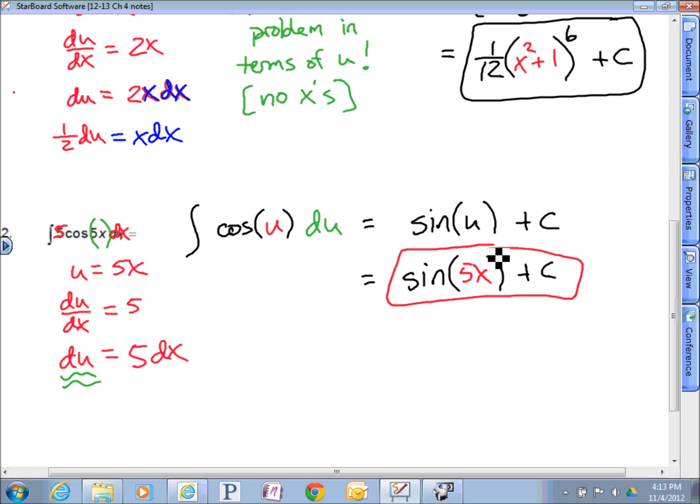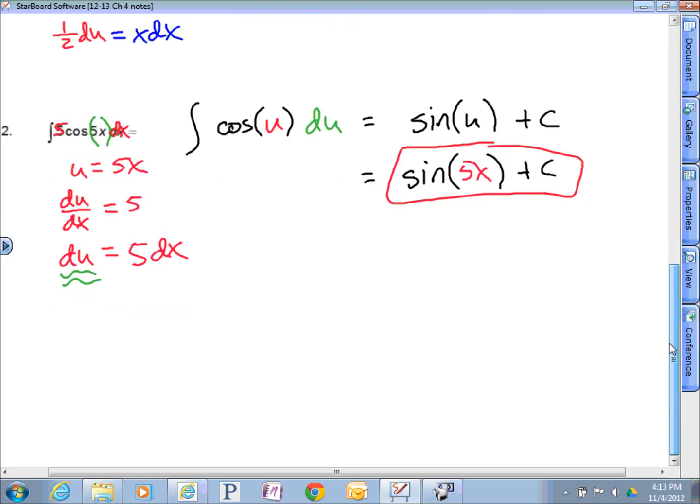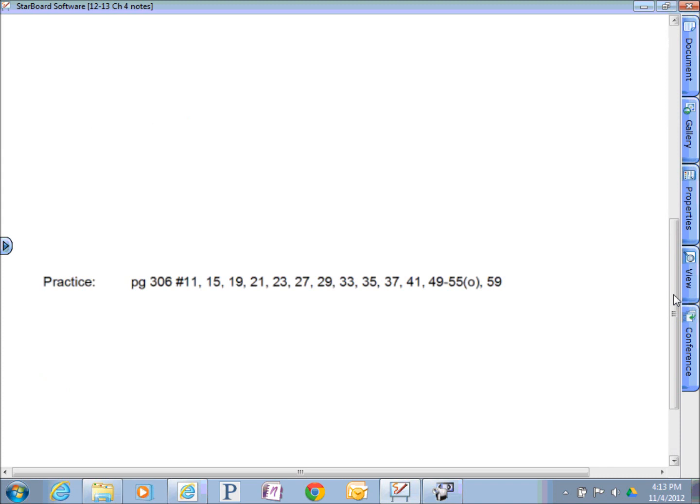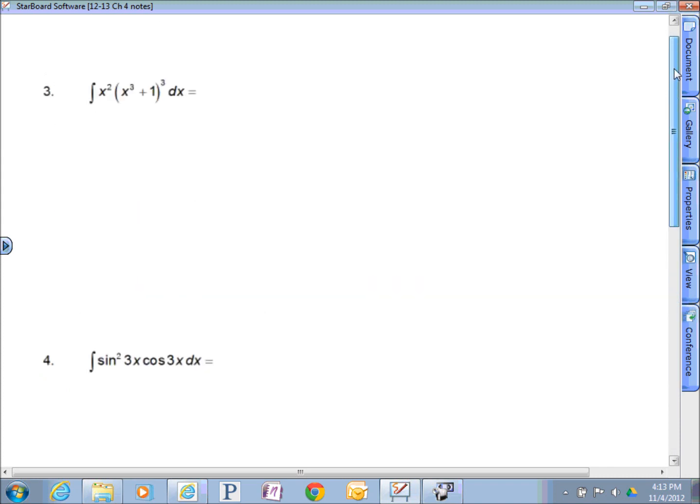And if you want to check it, take the derivative of what's in that red box. What's the derivative in the red box? Derivative of sine is cosine of 5x times another 5, and you go back and look at the original problem, and it looks exactly the same. So there's a couple of them. Let's look at 3 and 4.